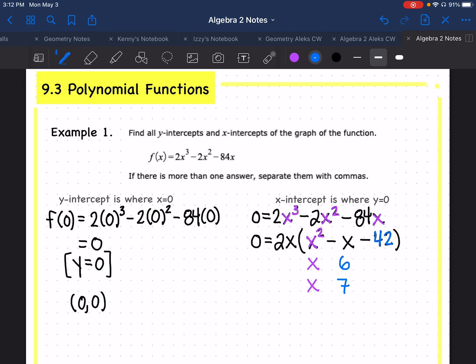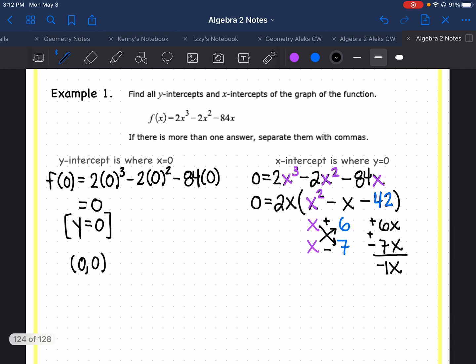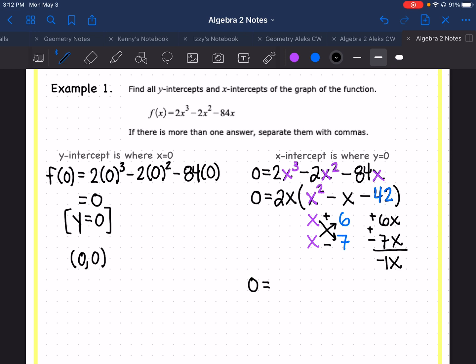Now, I'm going to guess that it's going to be 6 times 7, because I think I can make 6 and 7 become the negative 1 that's here in the center. So we're going to crisscross multiply. X times 6 is 6x, and x times 7 is 7x. I'm pretty sure I can make that be negative x, or negative 1x, if I add together a positive 6 and a negative 7. Yep, positive 6 plus negative 7 is negative 1. So that means I have a plus here and I have a minus here. So now I still have the 2x that I factored out, but then I have x plus 6 and I have x minus 7.